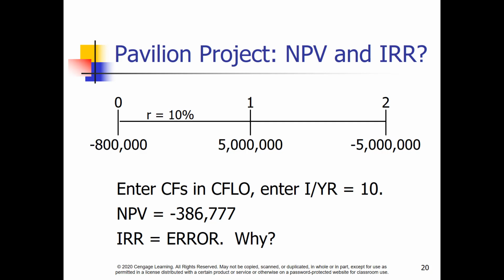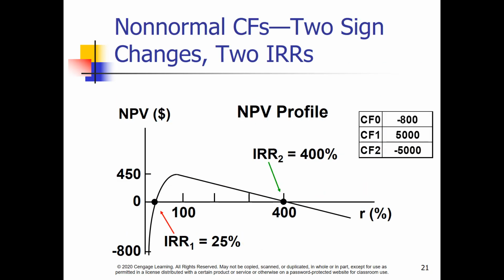Using the cash flow worksheet, you can find an NPV of negative 386,777, but you may not even get an IRR result, depends on your calculator, or you may get 25%. It's a pretty high internal rate of return for a negative NPV project. If you graph this project, you could find an IRR of 25%, as we did, or one of 400%. 25% is unreasonably high. 400% is ridiculous, so we clearly have a problem.